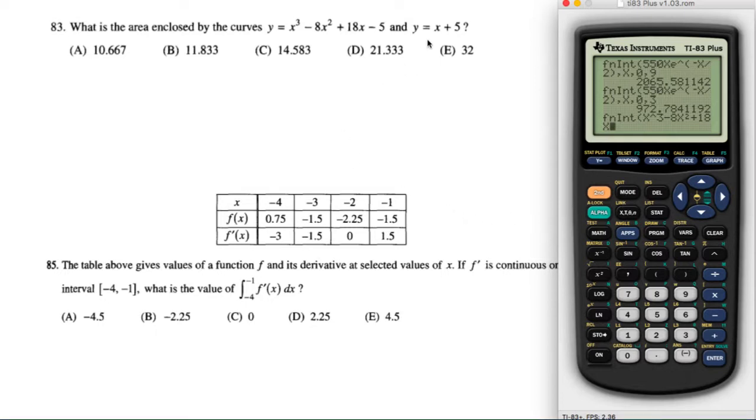I need to subtract the other function. I know that it doesn't matter which one is on top and which one is on bottom. I know that the area should be positive, so if I get a negative answer, just make it positive. Now I'm going to subtract, in parentheses, this function, x plus 5. Okay, this now represents one function minus the other function. Now I say with respect to x.